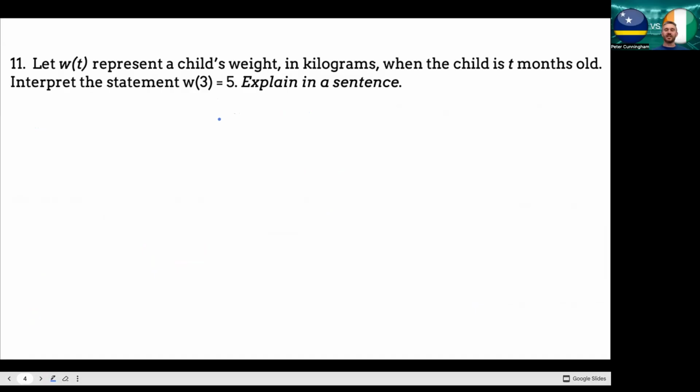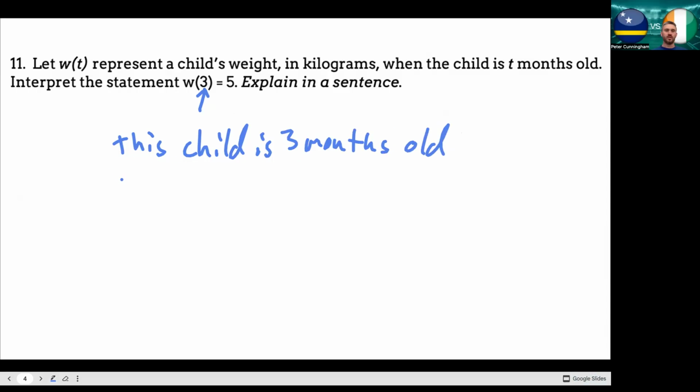All right, in this equation, make sure you read the whole sentence. 3 is replacing the t, which is replacing the time. So what we're saying here is that when this child is 3, what are we talking about? Months old, right? 3 months old. It weighs 5, not pounds, kilograms.